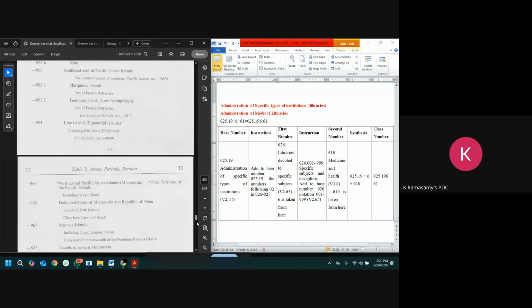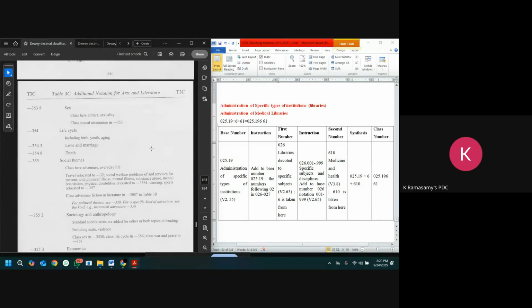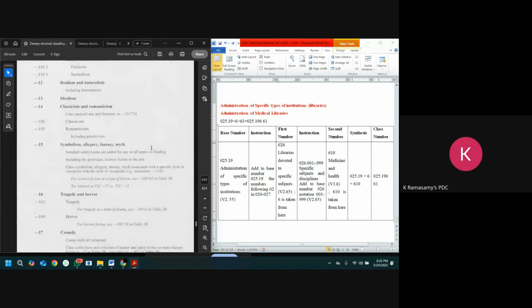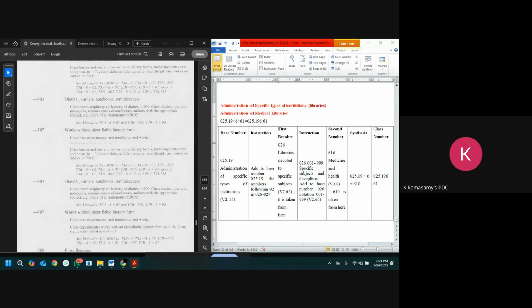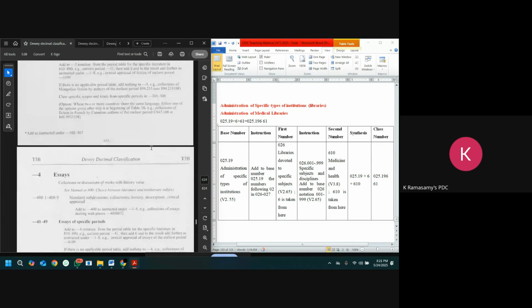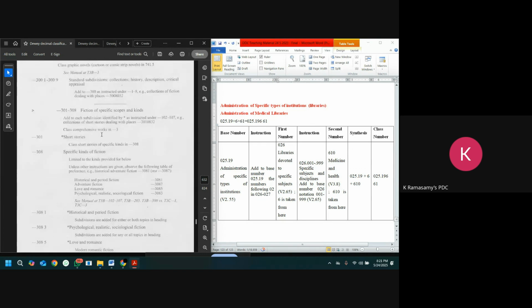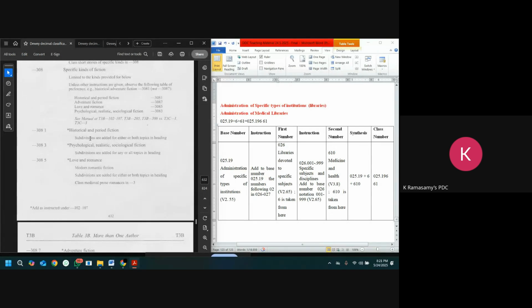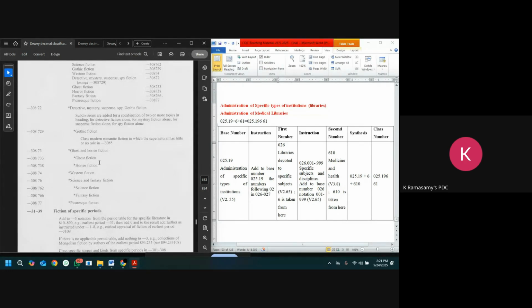For example, you see on the screen, table 2 I'm showing. I am moving to table 3B. In table 3B, whether you go to fiction or drama, many different divisions are there. For example, I'll go to fiction. The number for fiction is 3. If you go to 3 fiction, they give a lot of fiction: short stories, historical fiction, psychological fiction, love and romance fiction, adventure fiction, ghost fiction, horror fiction, science fiction, fantasy fiction. So from here, you can take numbers and add them, sir.